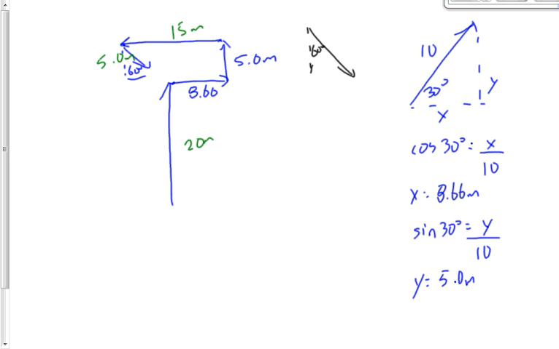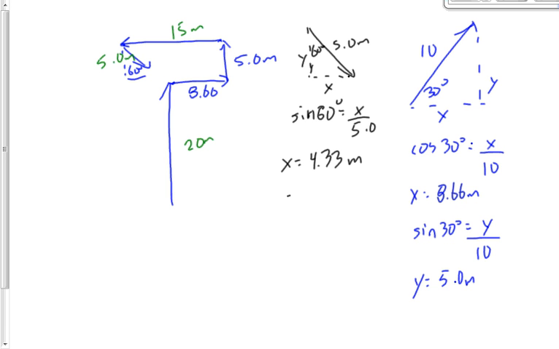60 degrees right here. This is x, this is y, and this is 5.0 meters. Let's say sine 60 degrees is equal to opposite over hypotenuse, which in this case is x. So last time it was cos for x, this time it's sine for x, because it's the opposite side we're looking for. Sine 60 is 0.866. X is equal to 4.33 meters.